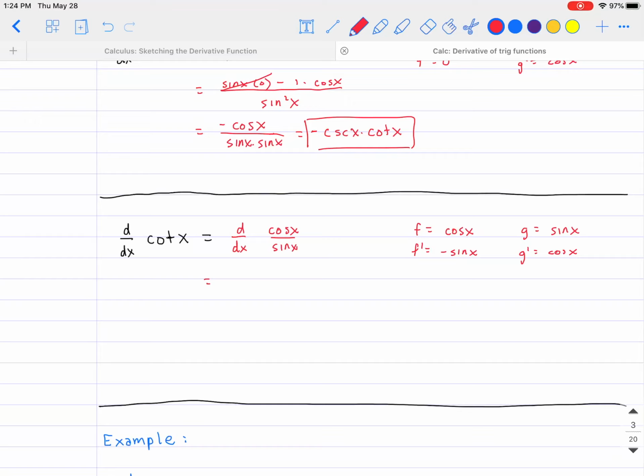So if I take the derivative according to my quotient rule, that is going to be the sine of x multiplied by the derivative of f, so that's negative sine of x. And then we have minus cosine of x, that's f, multiplied by g prime, which is cosine of x as well. And all of that is now going to be divided by g squared, so that's sine squared of x. Okay, so cleaning up a little bit more, I notice that we have negative sine squared of x, negative cosine squared of x, all over sine squared of x.